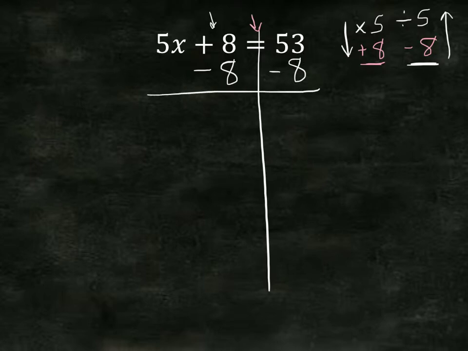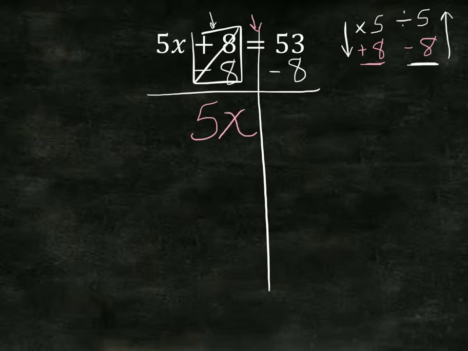Plus 8 and minus 8 are additive inverses, so they're going to cancel out. When we say additive inverse, we're talking about two numbers that have the same value but opposite signs, which means they cancel each other out. They make 0. So that leaves me on the left side with 5x.